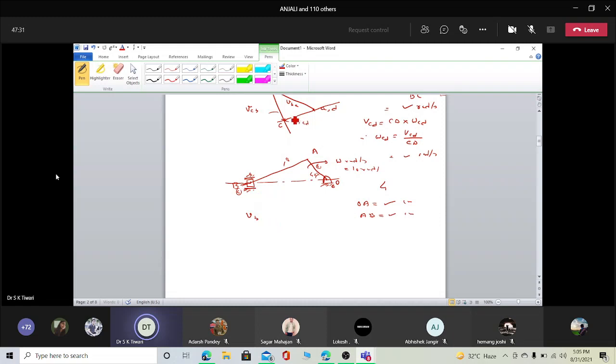Okay, one thing to note: here, the velocity of C with respect to D, C is a moving point and D is a fixed point. Though it is written as velocity of C with respect to D, it is nothing but the velocity of C, or the absolute velocity.